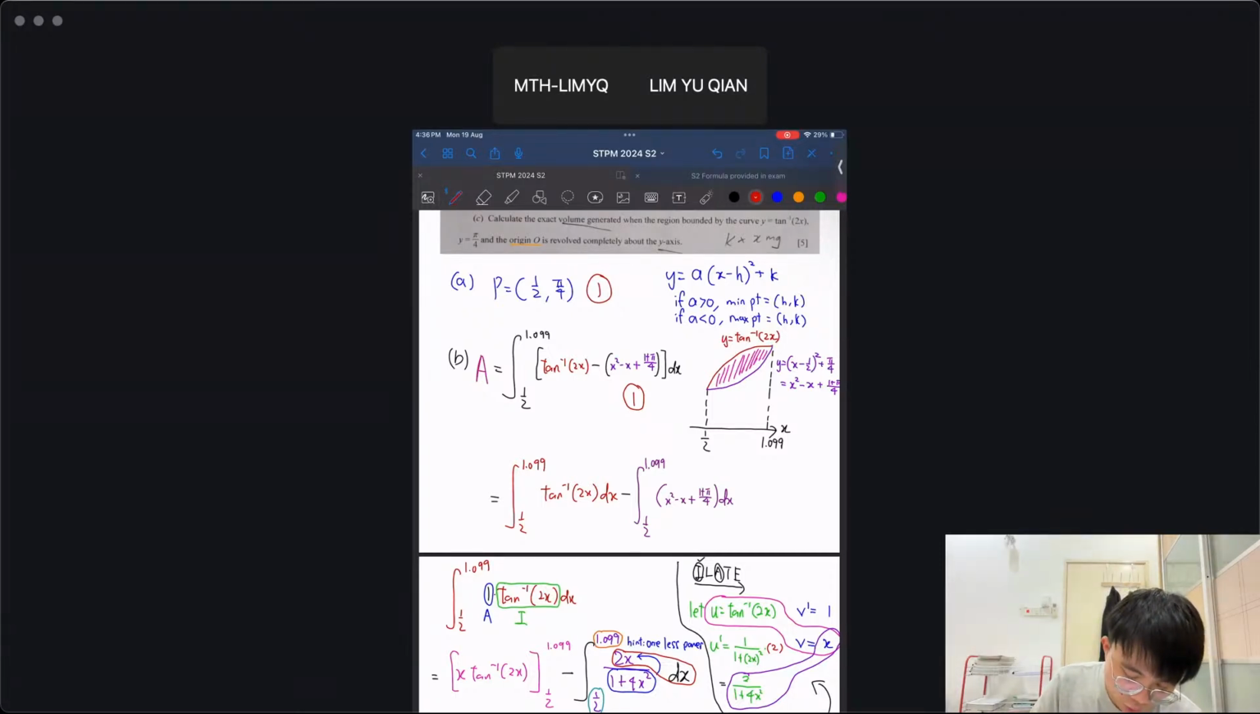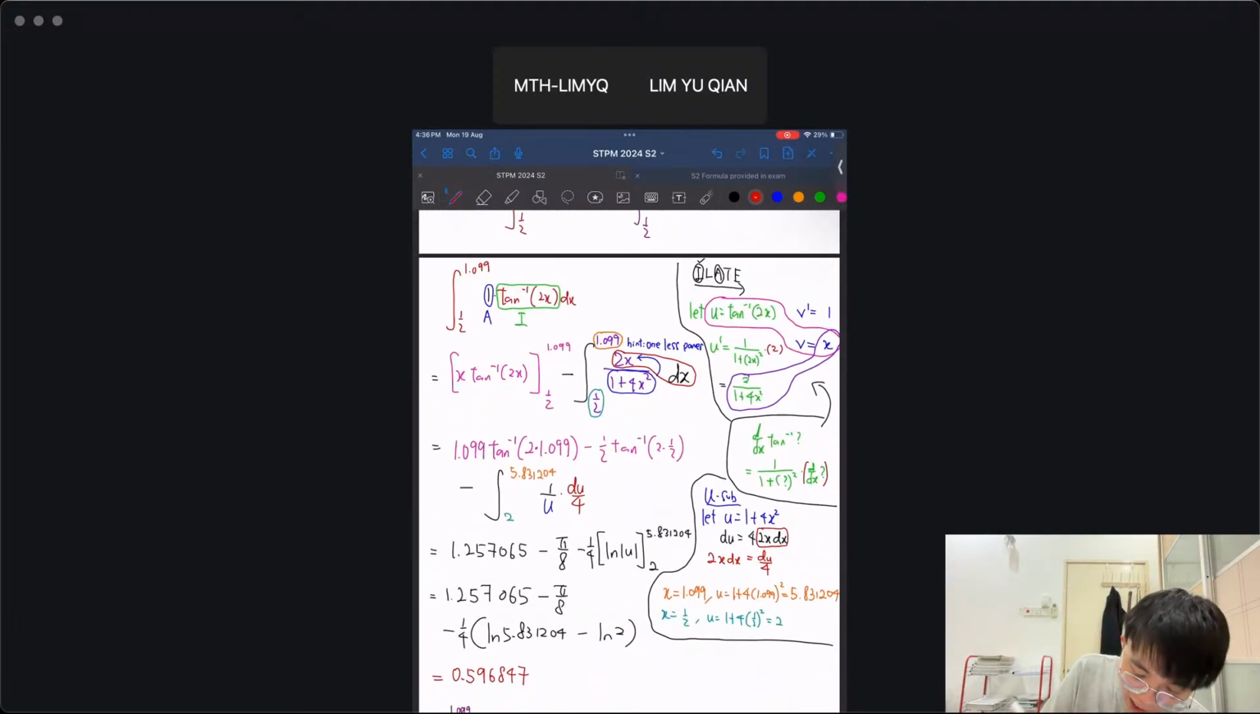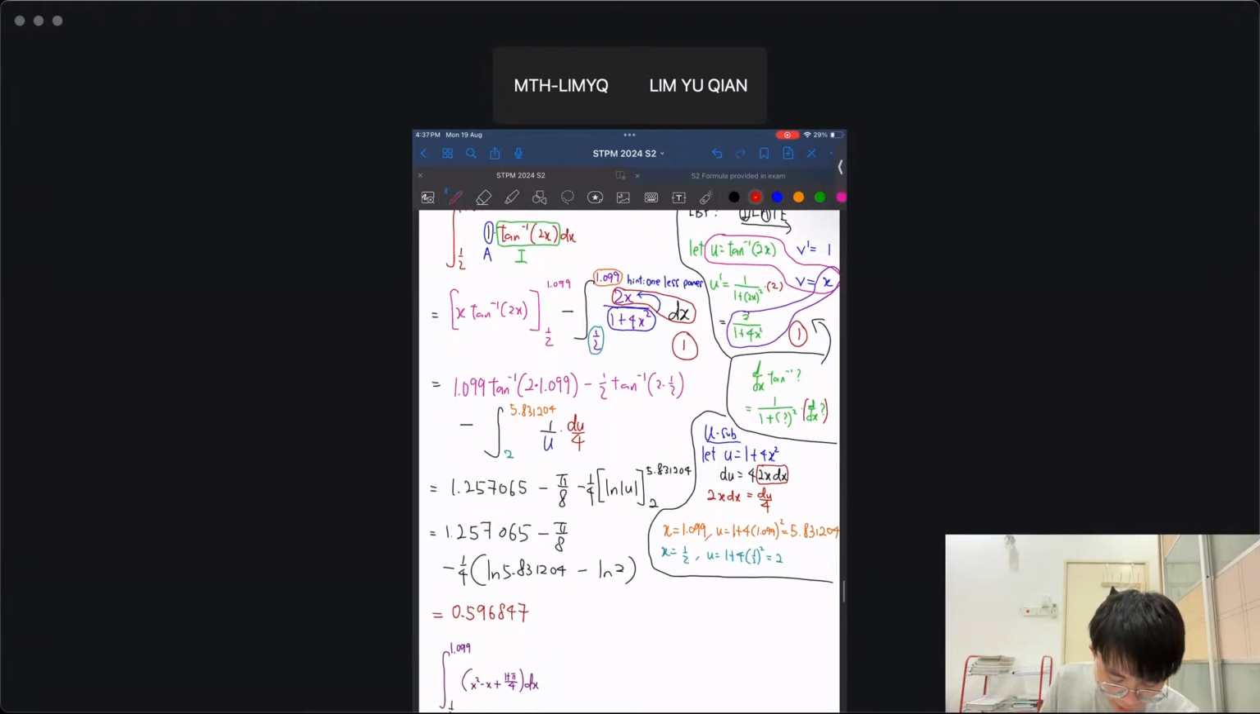Okay, and then we separate and tell what are the techniques. Okay, if you use IBP, integration by parts, from here you will get 1 mark on the technique and correctly using the formula, another mark. Okay, and then for this one, ln. For ln, know the differentiation. There's 1 mark also.